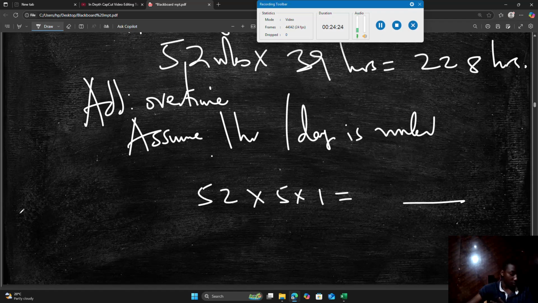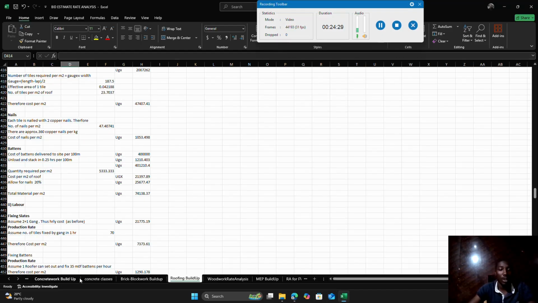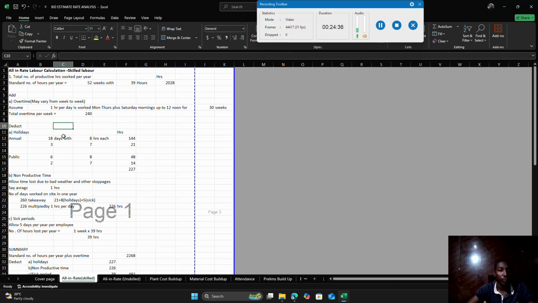Then I'm going to show you how we can run through this on an Excel sheet. So look at this. I have two parts here: all-in rate calculation for skilled and unskilled. For skilled, all-in rate labor calculation, total number of productive hours worked per year. We have the standard number of hours worked, 52 weeks with 39 hours each. So the total number of hours worked is that.